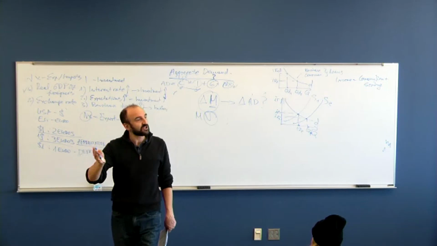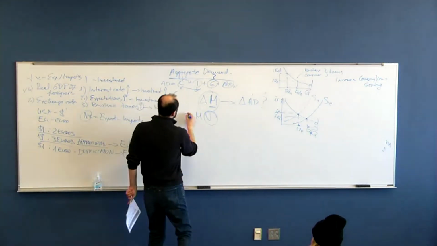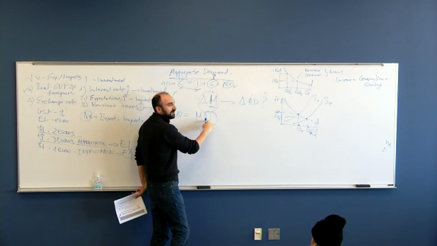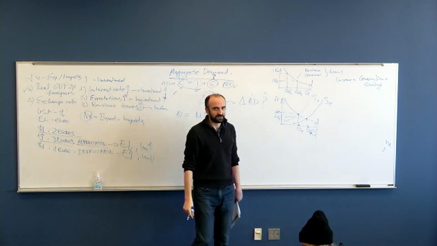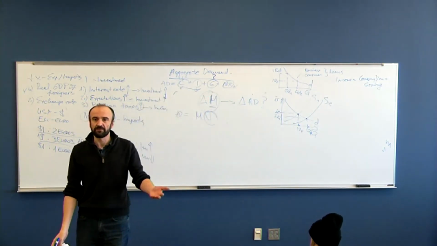The velocity of circulation of the existing money may increase. So total spending, I can say that aggregate demand equals the quantity of money times velocity of circulation. So what is velocity of circulation? That's the frequency with which people make payments.